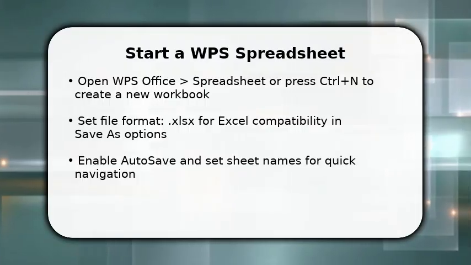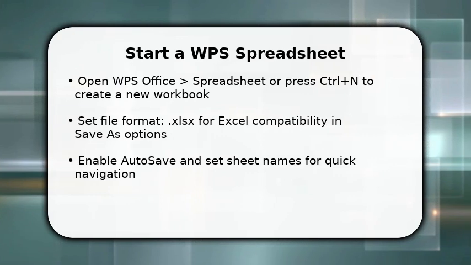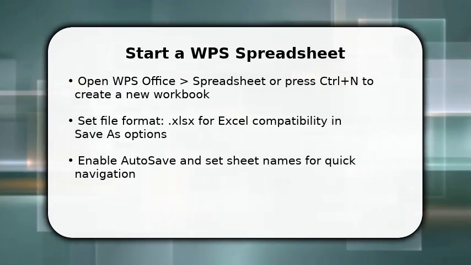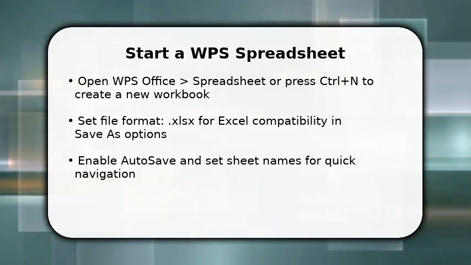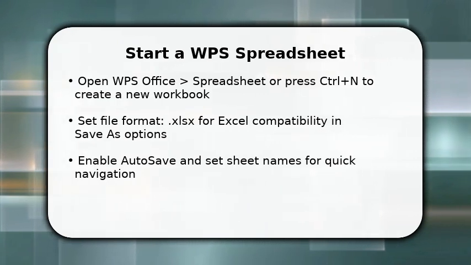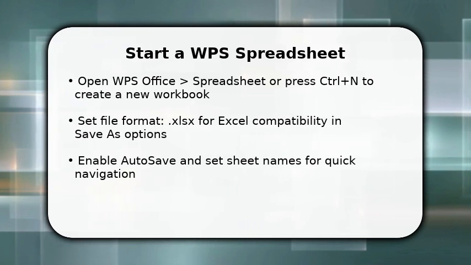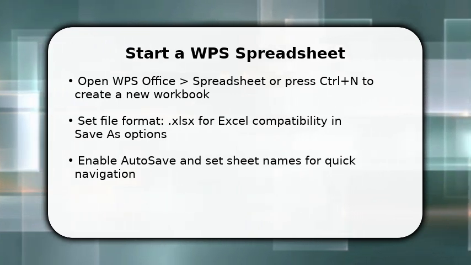You begin by opening WPS spreadsheet and creating a new workbook. This is the only way to start working immediately. Once open, save as XLSX so Excel users can read your file. Make sure autosave is enabled to avoid lost work.